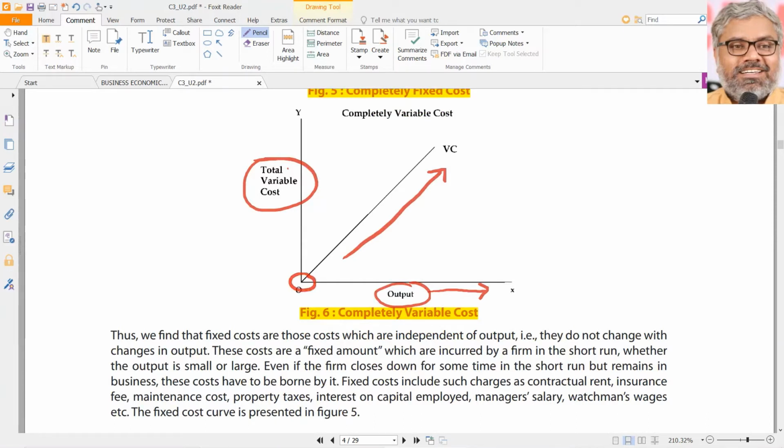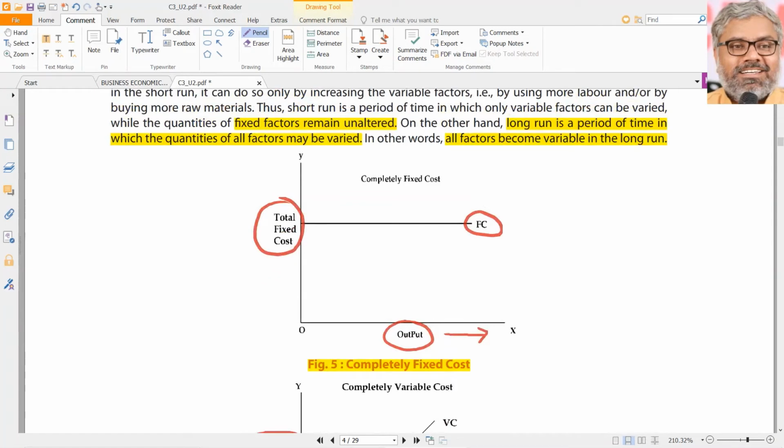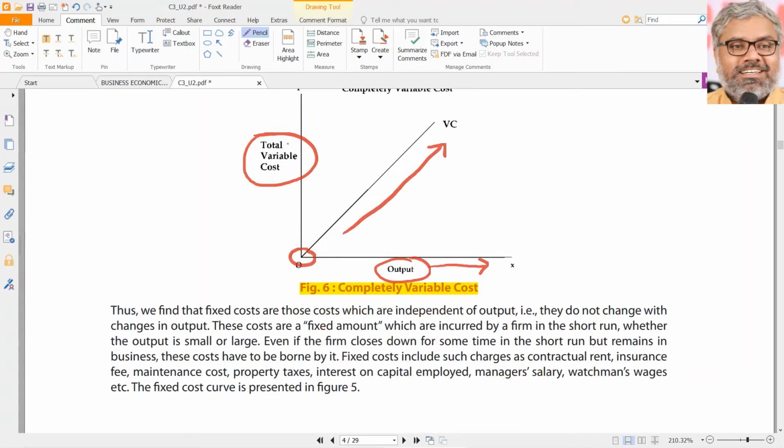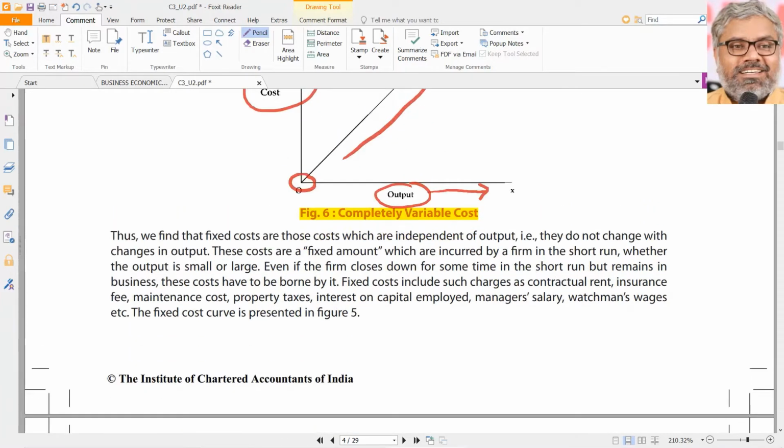It starts from 0. If you are not producing anything, why would there be any variable cost? No variable cost will be there. But if you observe here, even if the output is 0, the total fixed cost is there. So irrespective of the level of output, fixed cost is definitely going to be incurred. It will not start from 0. It is somewhere. But in case of total variable cost, it starts from 0, since when there is no output, no variable cost is required to be incurred. So that's the distinction between fixed cost and variable cost in a graphical form.